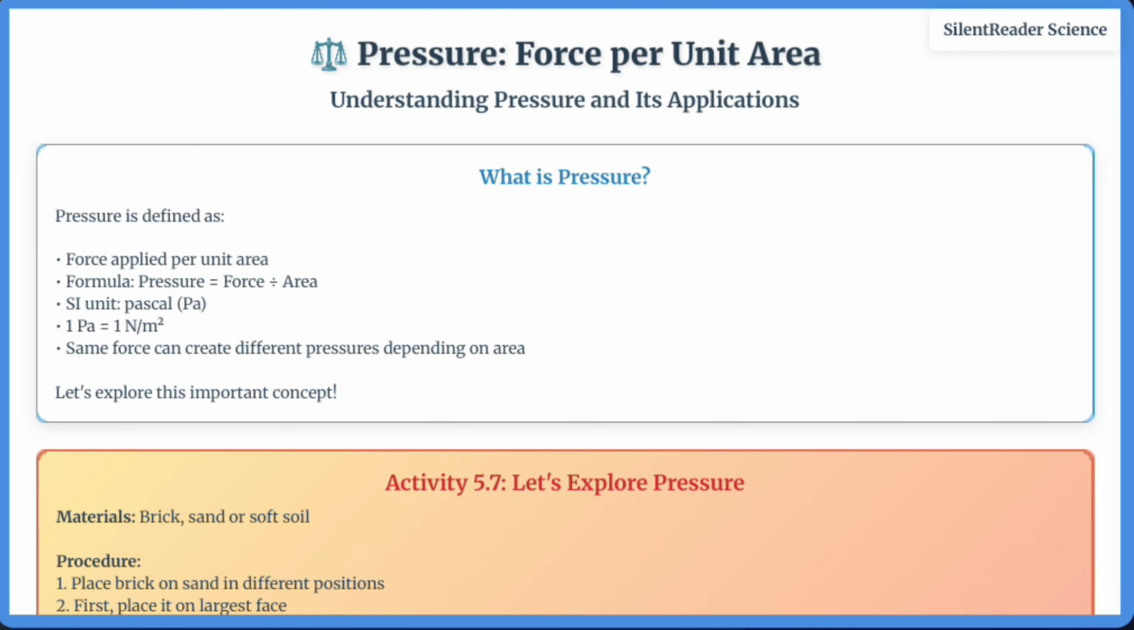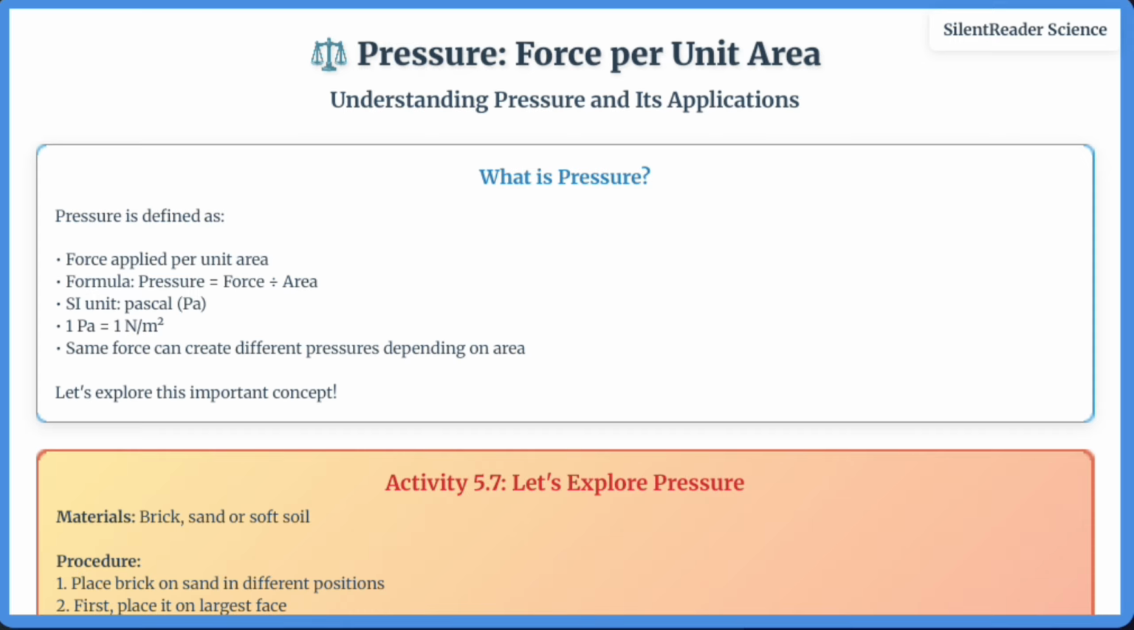Now let's explore the important concept of pressure. Pressure is defined as force applied per unit area. The formula is pressure equals force divided by area. The SI unit of pressure is the Pascal, where 1 Pascal equals 1 Newton per square meter. The same force can create very different pressures depending on the area over which it's distributed.